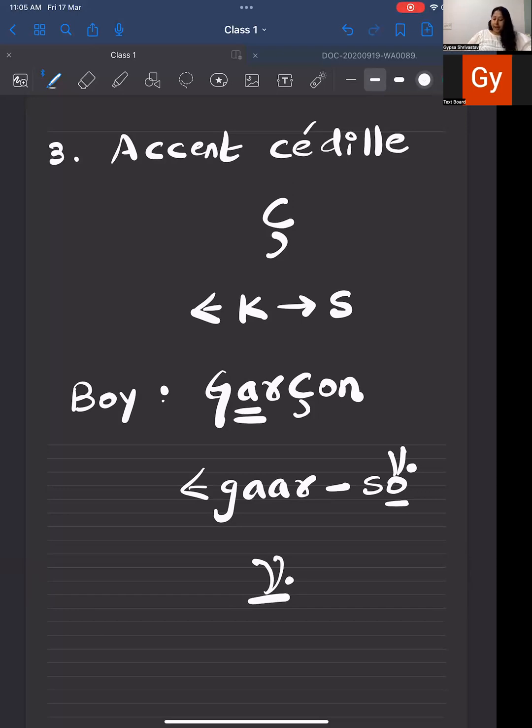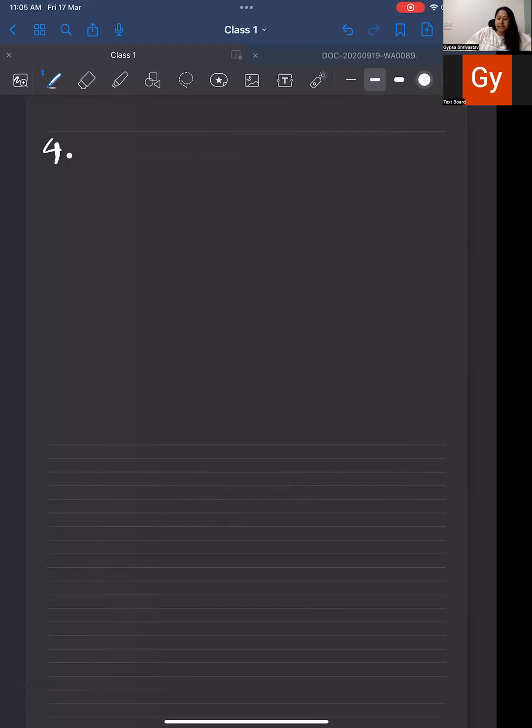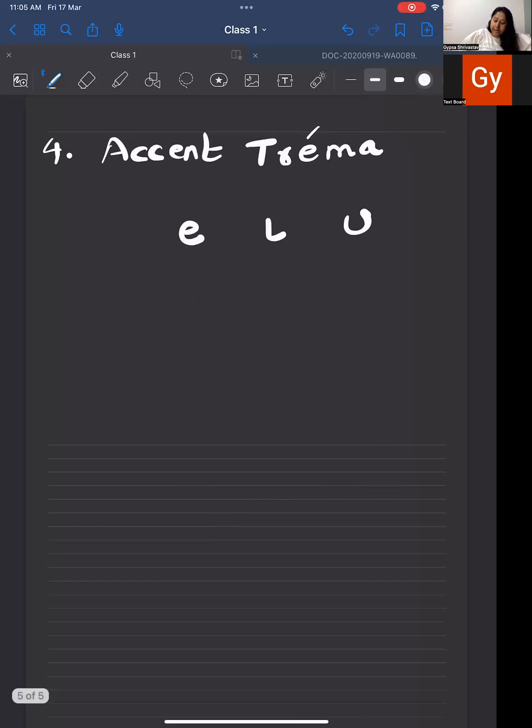Okay? Now, our fourth accent is known as accent tréma. Tréma usually comes on an E, on an I, on a U. It is two small dots. Notice I has a dot of its own. When we put the accent, we are not writing the dot, we're putting the accent directly.